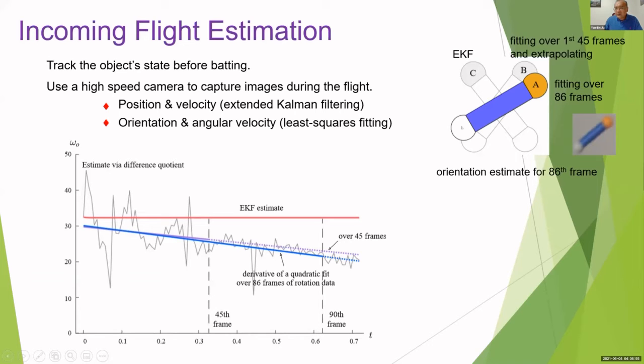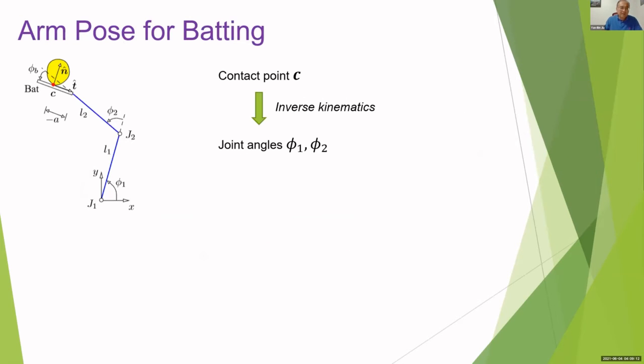A is actually the modeled one, and the real one is right here. It's taken by the image, that particular frame, and it is very close. So in this case, the batting I think happened at around 90 frames, when the estimate is good enough. So now we have to program the robotic arm.